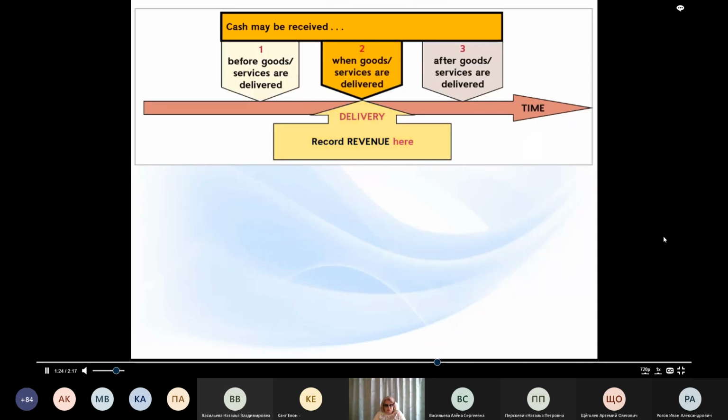Next, let's consider a situation in which cash is received when the goods or services are delivered.